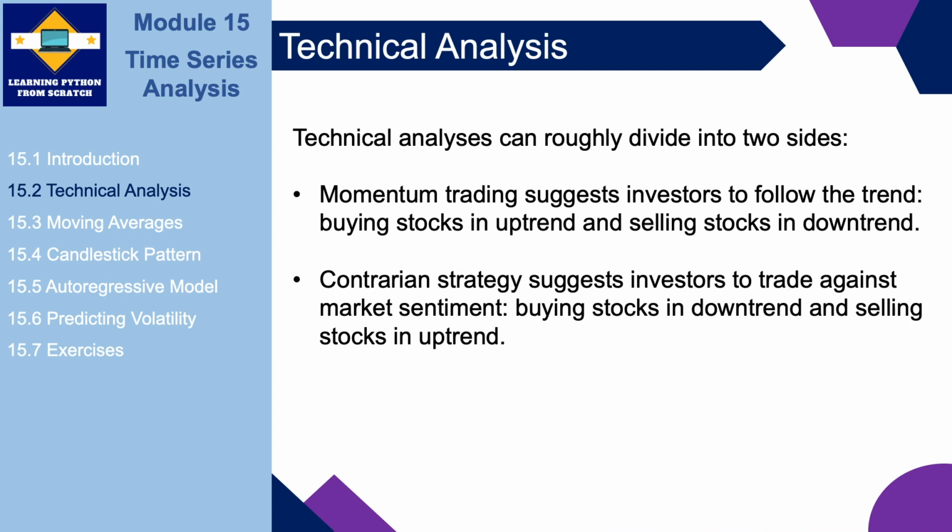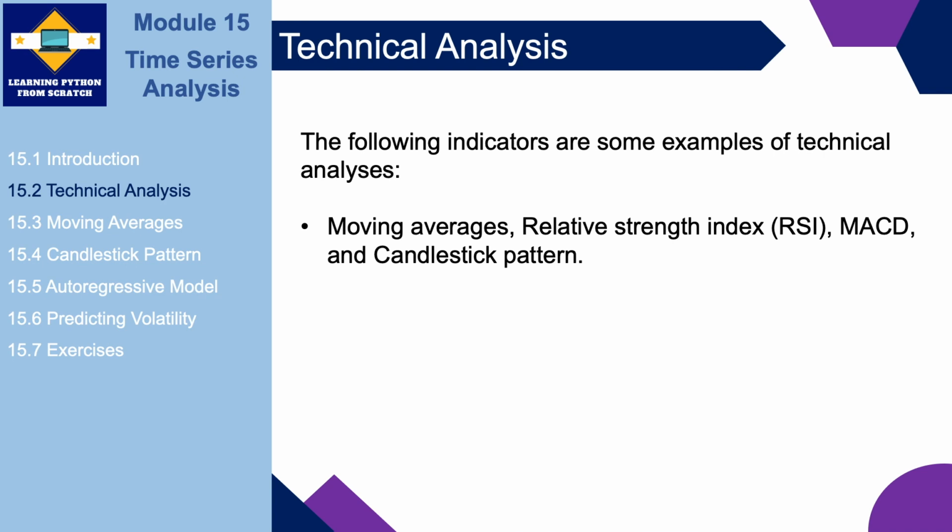Technical analysis can be roughly divided into two sides. Momentum trading suggests that investors follow the trend, buying stocks in uptrend and selling stocks in downtrend. And contrarian strategies suggest investors trade against market sentiment by buying stocks in downtrend and selling stocks in uptrend. The following indicators are some examples of technical analysis: moving averages, relative strength index RSI, MACD, and candlestick pattern.